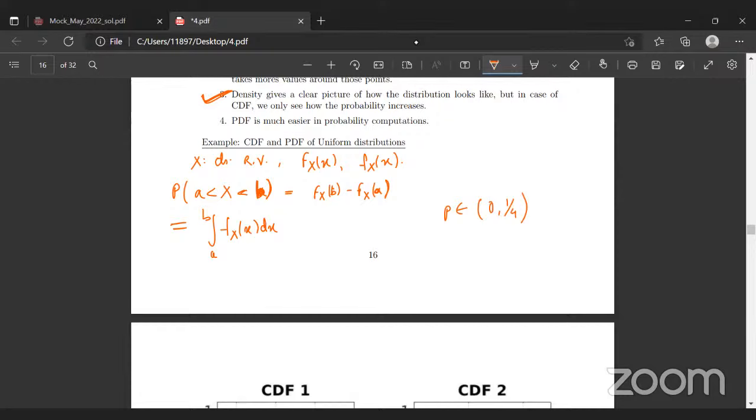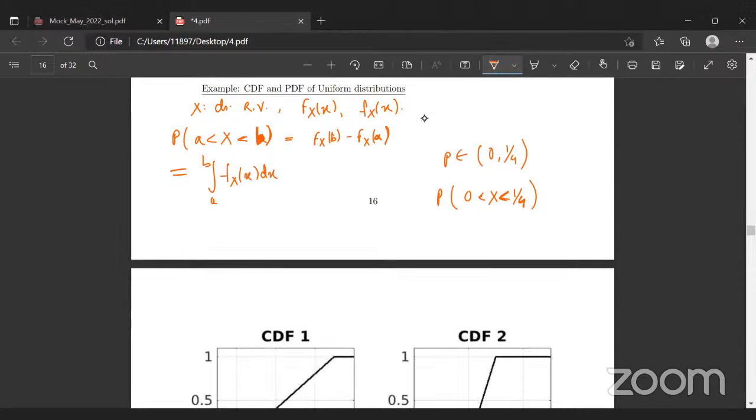Okay, so this basically is the probability that your X lies between 0 and 1 by 4. Those are the limits, so the function should be somewhere and I need to substitute these values in the function and calculate. If it is a continuous random variable, then whether you use a square bracket or not doesn't matter. It gives you the same result.